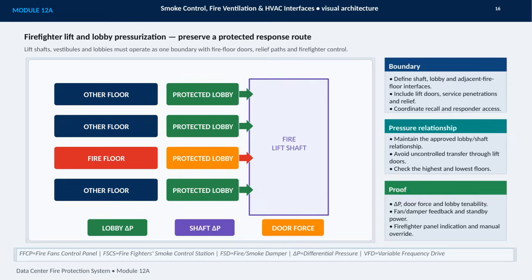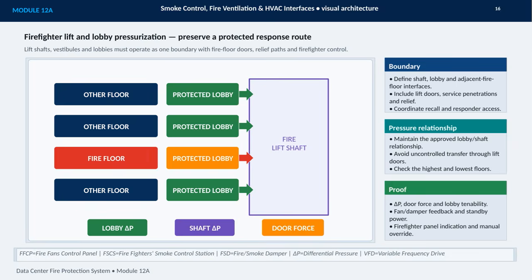This slide focuses on firefighter lift and lobby pressurization, with one central objective: preserve a protected response route. The lift shaft, vestibules, and protected lobbies must work together as a continuous boundary, especially at the fire floor. First, define the boundary clearly. That means coordinating the shaft, lobby, lift doors, service penetrations, relief paths, and adjacent fire floor interfaces. Recall operation and responder access also need to be coordinated, so the lift remains usable for firefighters when required.